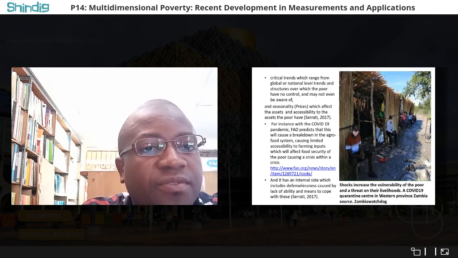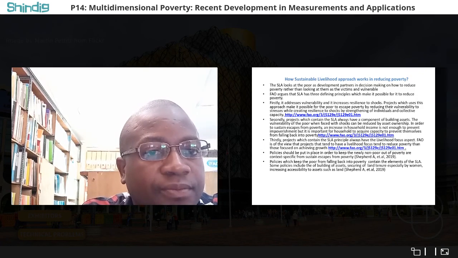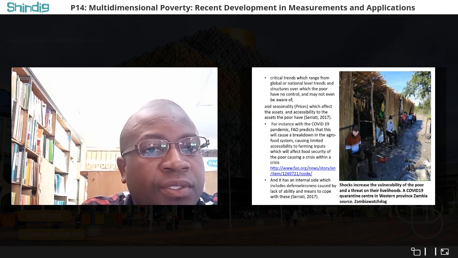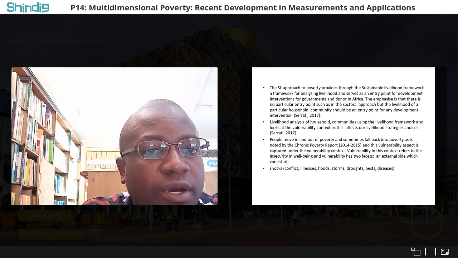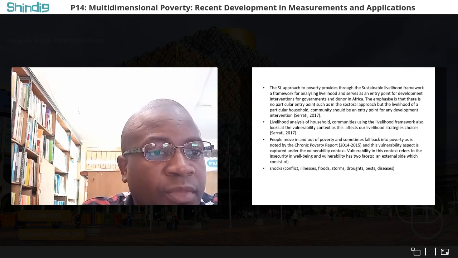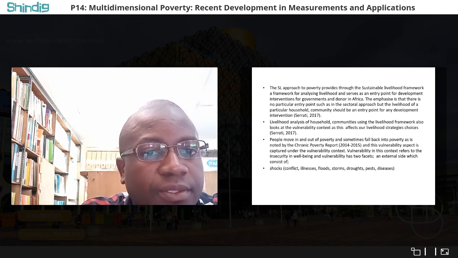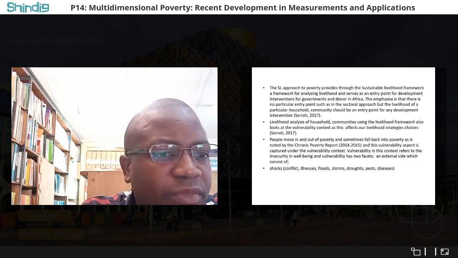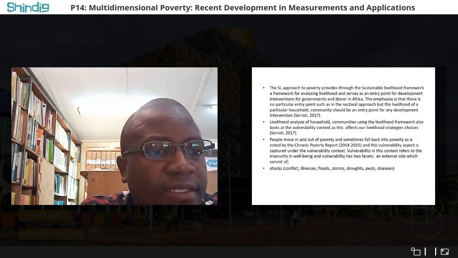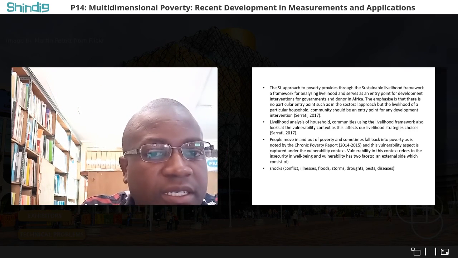Vulnerability in this context refers to the insecurity in well-being, and vulnerability has 2 facets. An external side, which consists of shocks such as conflict, illnesses, floods, storms, droughts, and other diseases. Critical trends, which range from the global and national level trends. And seasonality. And it has an internal side, which includes defenselessness.